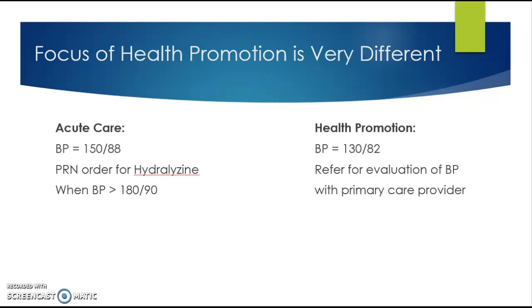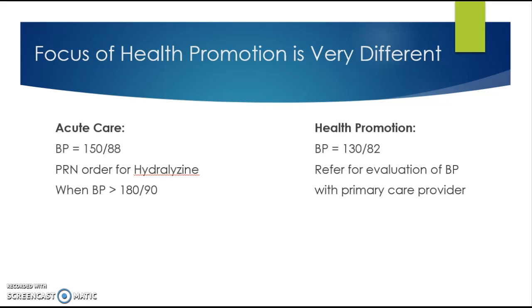So here, this is a good example. The focus of health promotion is very different. In acute care, we would have patients that have a blood pressure of 150/88, and they're probably on blood pressure medications daily anyway. But they'll have a PRN order for us to give hydralazine, which is a drug for blood pressure that we give intravenously for quickly bringing the blood pressure down. That PRN order may say that we don't even give it unless they're over 180 or over 90.